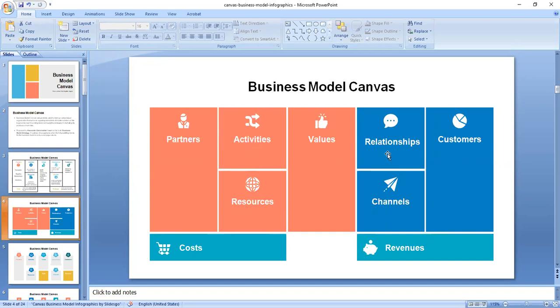Then how do we ensure that whatever relationships we have established, so it's not only customer relationship, I go back again to my partners here, I keep them. What are the strategic things that I need to do so that I keep my relationships, if not improve? Then how do I get my value proposition to reach my customers here at the end? So I place all these things there.